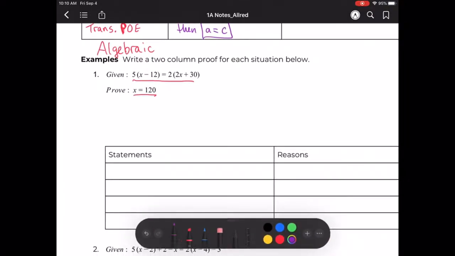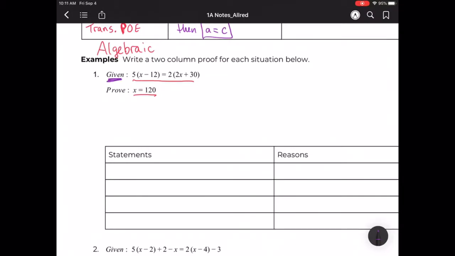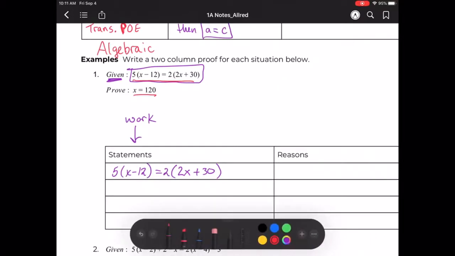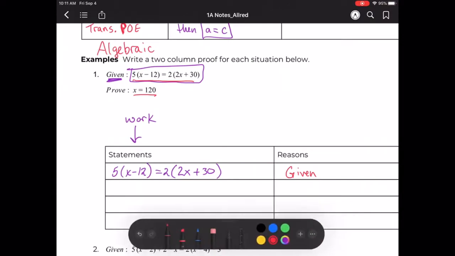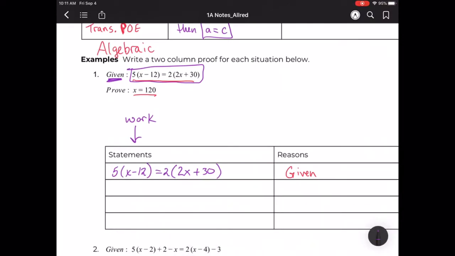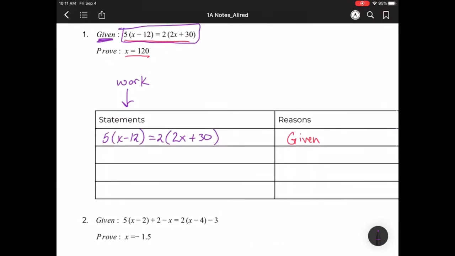And so the first thing we want to always do in a two-column proof is we always start with the given statement. And these statements is where we do our work. It's where we show that work. The reasons explain why. So the first statement is always whatever is given to you. So I copy it down. 5 parentheses, x minus 12 parentheses equals 2 parentheses, 2x plus 30. Close your parentheses. And the reason I can write that is that it is given to me. That's the only reason I can write that equation on paper, is because that's my starting problem, the given. That is always your first reason.